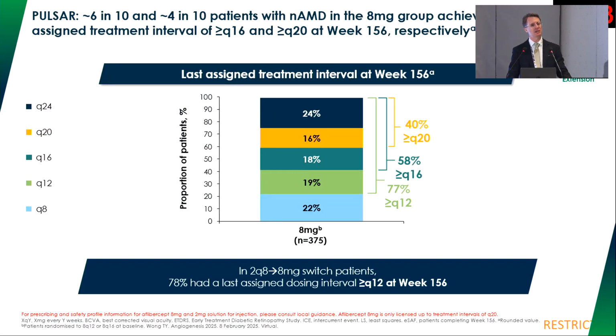And what does that mean? It means that when it was studied in good quality randomized controlled trials, and this one is the PULSAR trial studying neovascular AMD, around 6 out of 10 individuals were achieving 16-week intervals or more when treated with 8 milligrams of aflibercept. And about 4 out of 10 achieved 20 weeks or greater, through to studies of 156 weeks into the clinical trials.